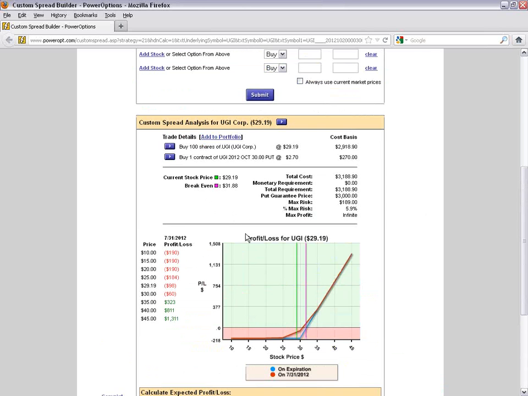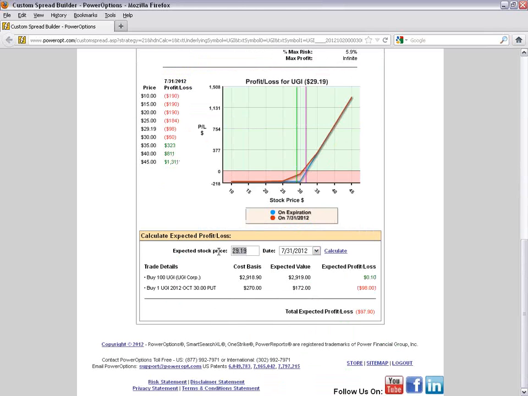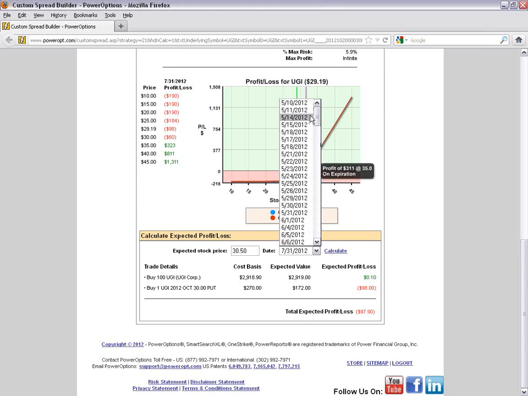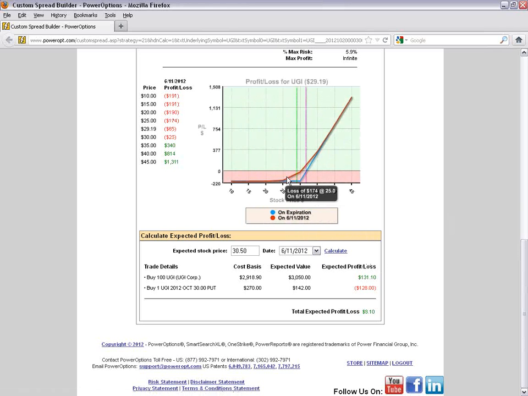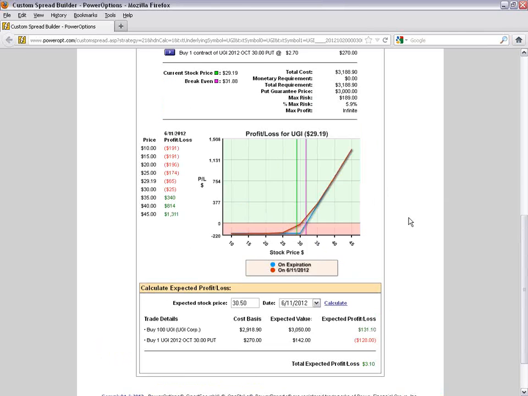I would have opened this position. Remember what we talked about. I would have opened this position if I thought the stock was going to move up maybe 5 or 8% within the next 30 to 60 days. So let's say the stock does go up as we expect, is trading around $30.50 in the next 30 days. So we'll go to 611 here. There we go. Click on Calculate. And all right, so we see we'd have a very small profit of about 31 cents, it looks like, based on the Black-Scholes theoretical price for this particular position.